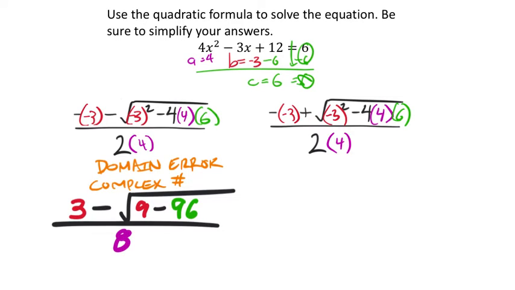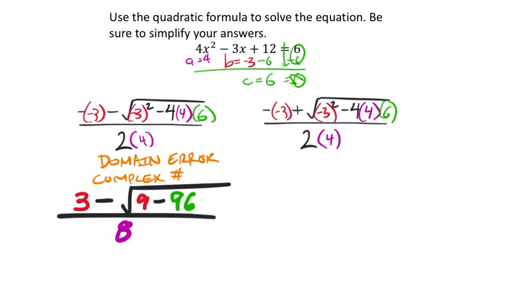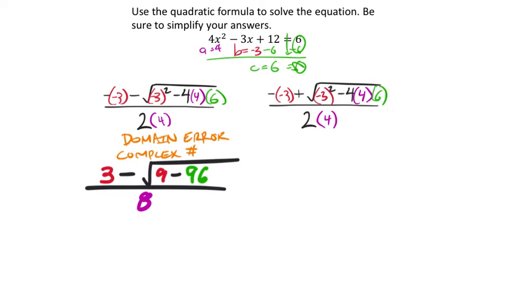Okay, now from here, let's see if I can, I probably should get some more space. Let's simplify this, the square root specifically. So this is 3 minus the square root of something all over 8. And 9 minus 96 would be -87.